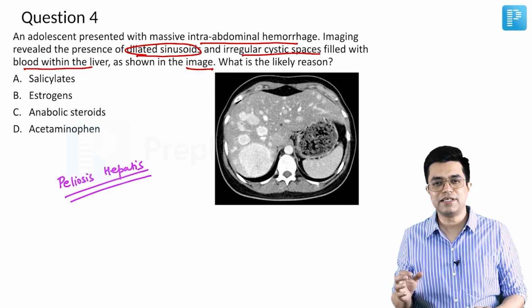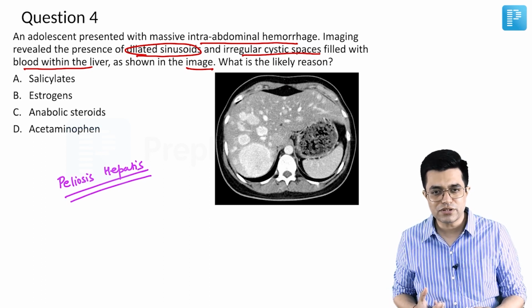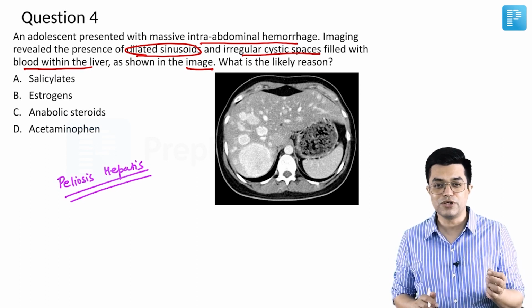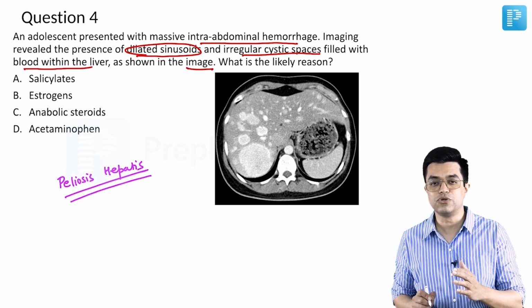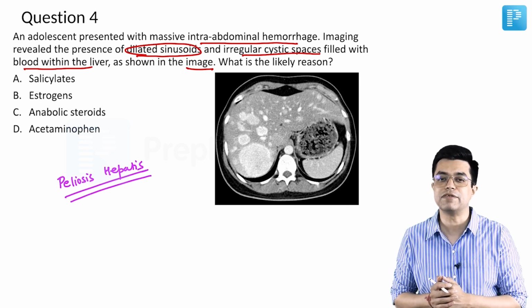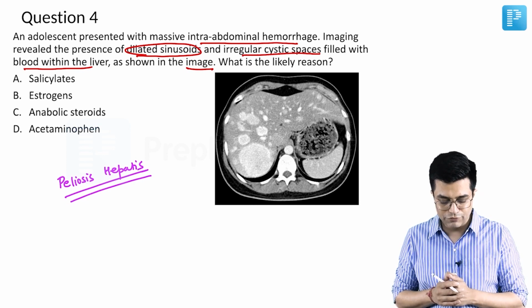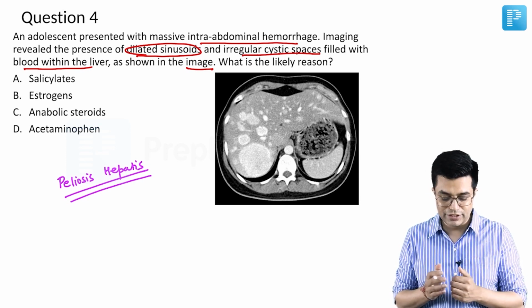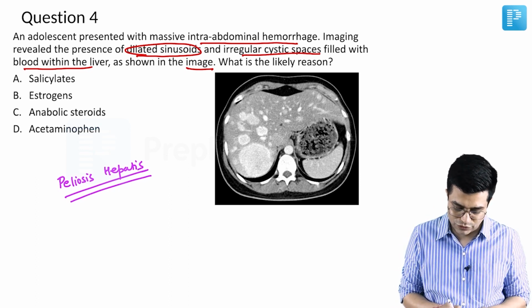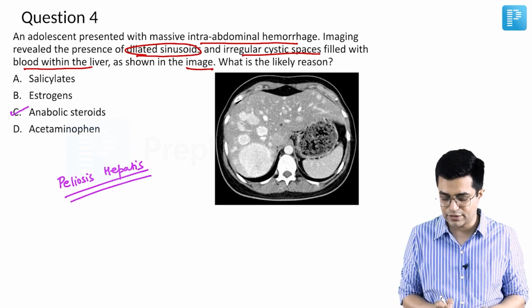Peliosis Hepatis has been described to occur with multiple conditions. Among drug-induced causes, especially in the Western population and in the adolescent age group, use of anabolic steroids and oral contraceptive pills have a strong association. Looking at the four options, we have anabolic steroids, which has been shown to have maximum association, and so this is going to be the most likely answer.